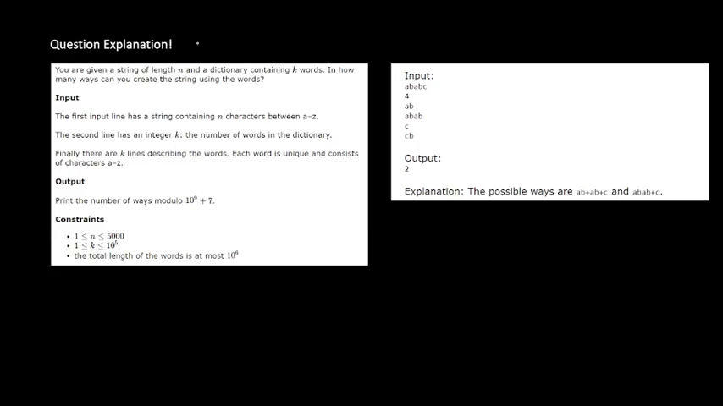So hey everyone, today we'll be understanding the problem Word Combinations. It's from the CSES problem set under the string section. So first let's understand the question. We are given a string of length n and a dictionary containing k words. In how many ways can you create the string using the words?